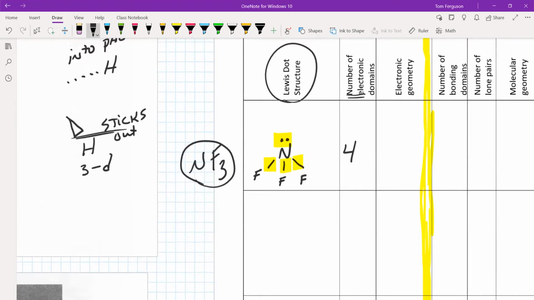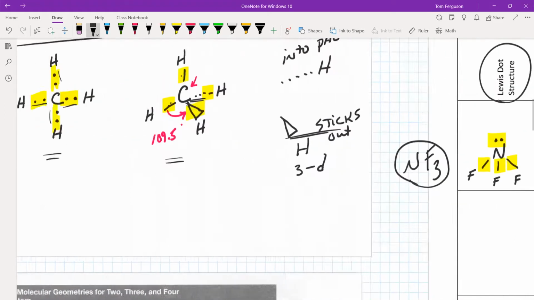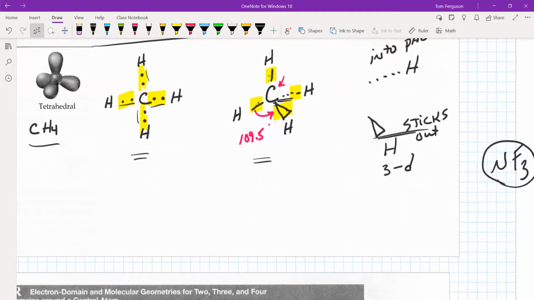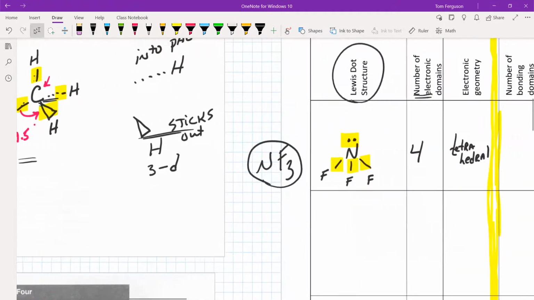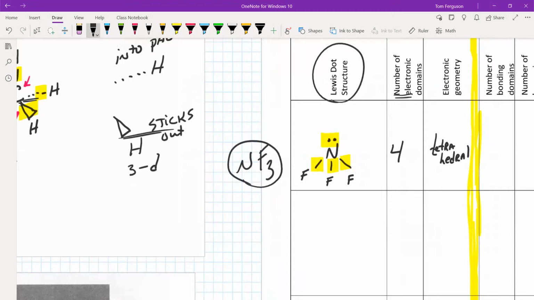And what's the electronic geometry? Tetrahedral. Okay. It's going to look like this right here. Only it's going to be N, and then we're going to have one of these come out, and one of them go into the paper. So that's the first thing you do, is to figure out the electronic geometry.